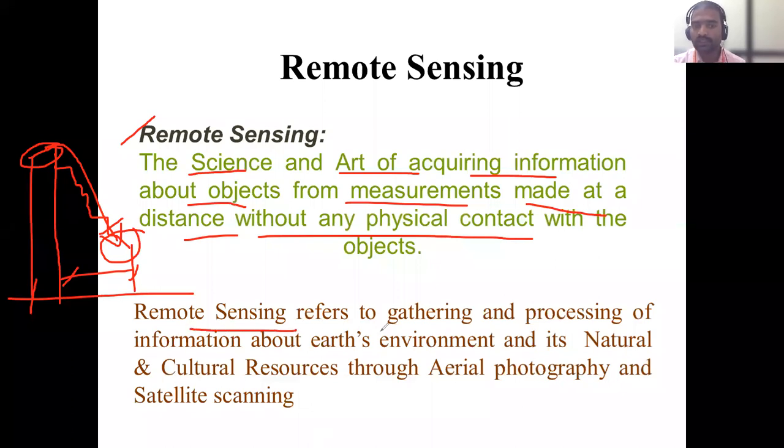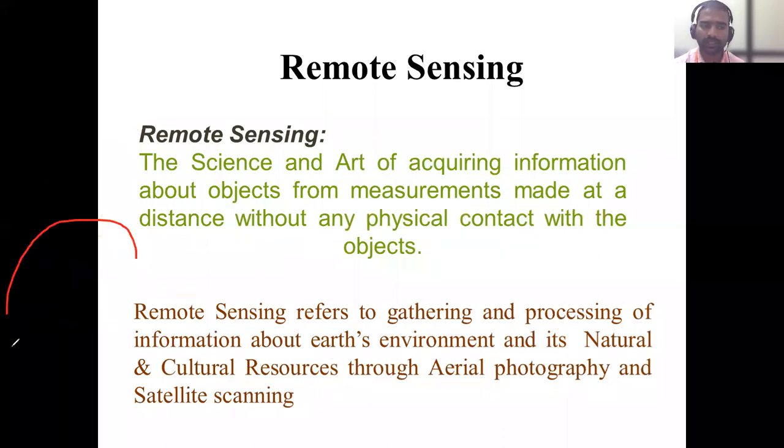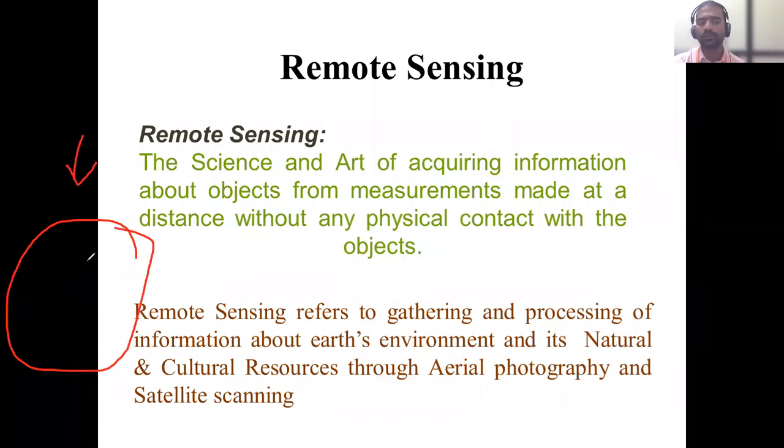Remote sensing refers to the gathering and processing of the information about the Earth's environment and its natural and cultural resources through aerial photogrammetric surveying, satellite surveying. See, so without considering this one, there is one area. Okay, so consider I will take Pandharpur city. Okay, I want to get the information about this one.